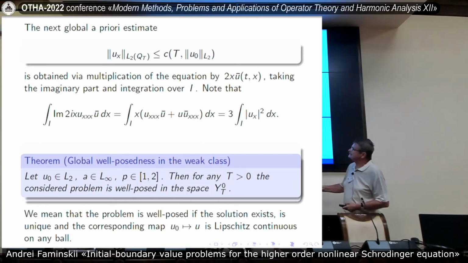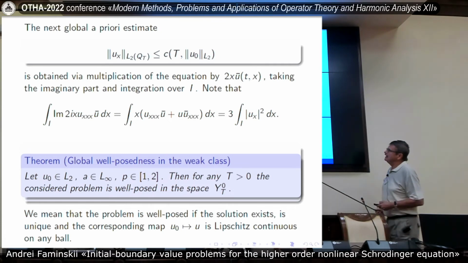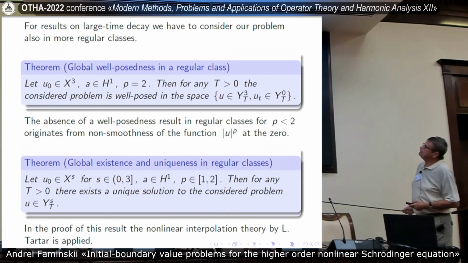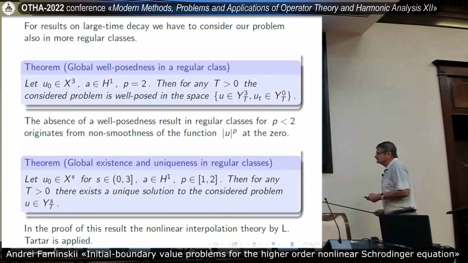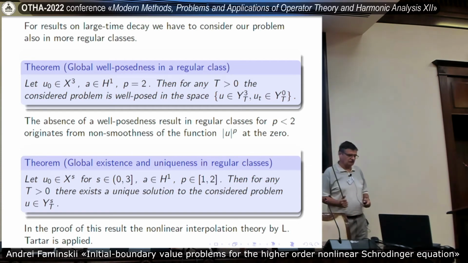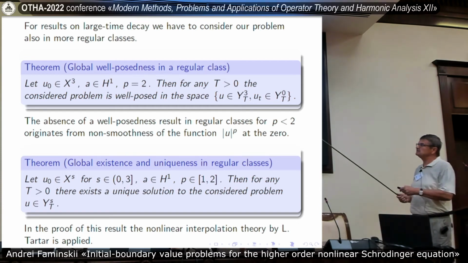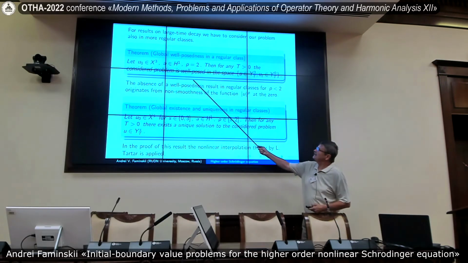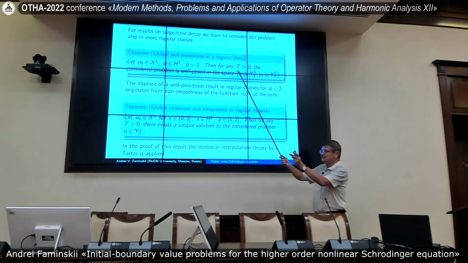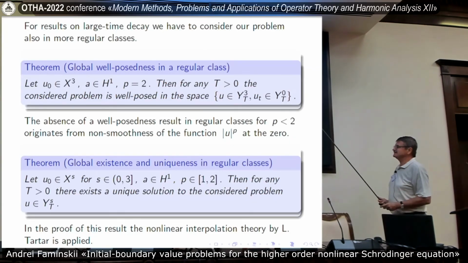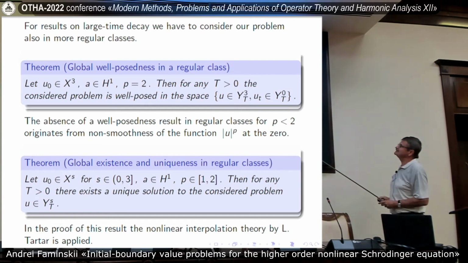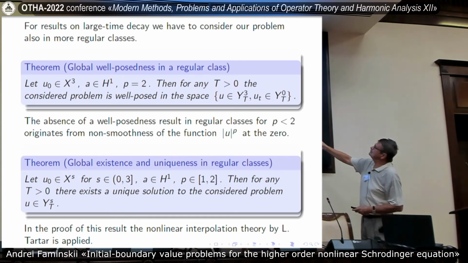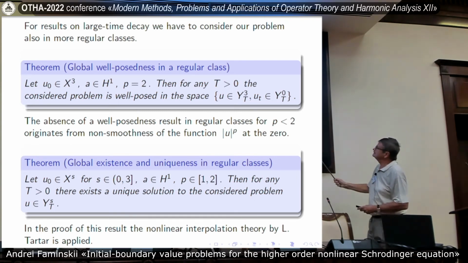Next, if P is not greater than 2, then global well-posedness in the weak class can be obtained. Here is the following result. We also need certain results of global well-posedness in more regular classes. If U0 is from X3, that is from H3 with corresponding compatibility conditions on the ends of the interval, and P is equal to 2, then the problem is globally well posed in such a space.